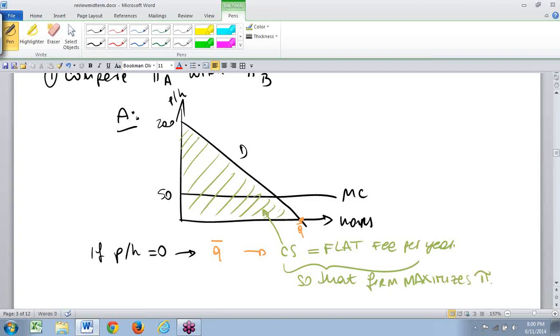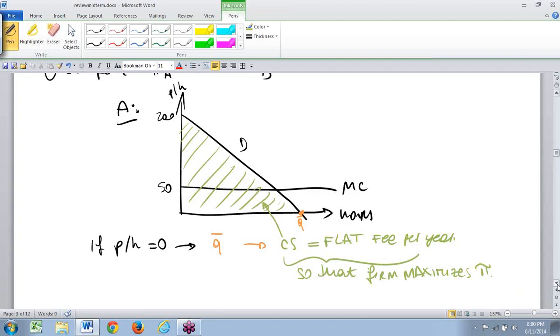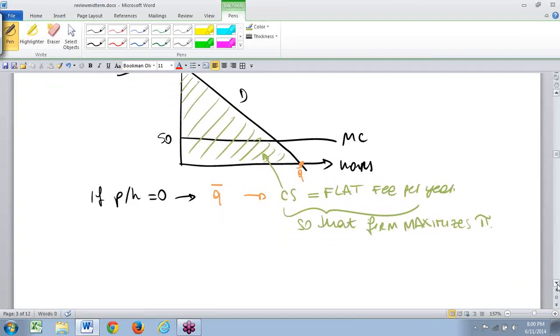Now, what if the flat fee is equal to the consumer surplus? What are the profits for the firm? What we have is that the total revenues for the firm are equal to the consumer surplus, right? So TR is equal to the consumer surplus.